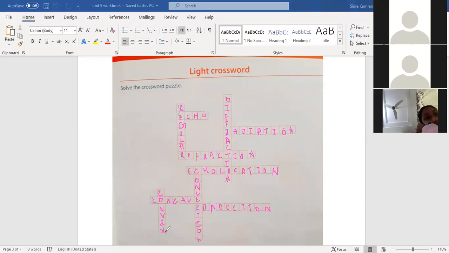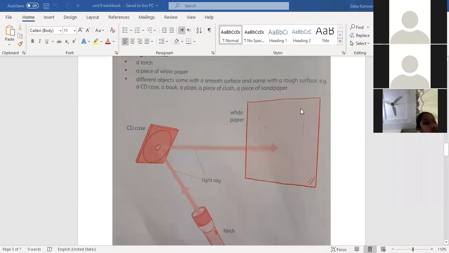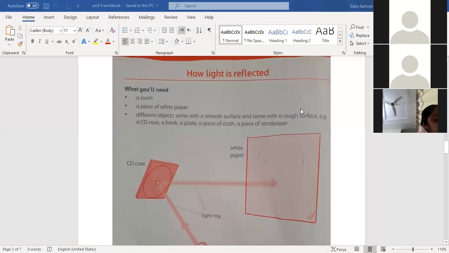Now move towards page number 36. Page number 36 is a small experiment, and you have to do this and make a video. What do you have to do in this experiment?